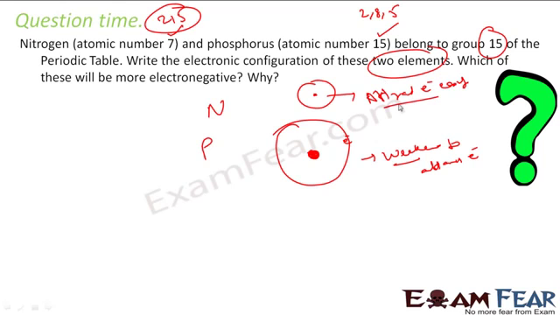Nitrogen can attract electrons easily. So I can say that nitrogen is more electronegative. Why? Because the nitrogen atom is small and it can attract electrons easily as compared to the phosphorus atom.